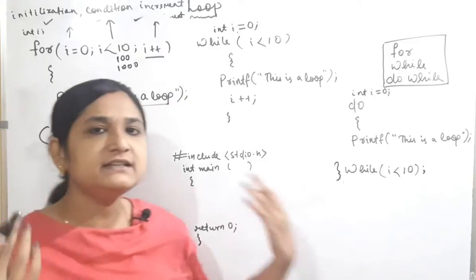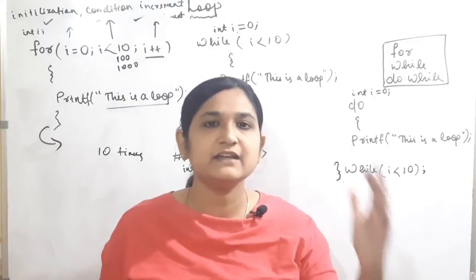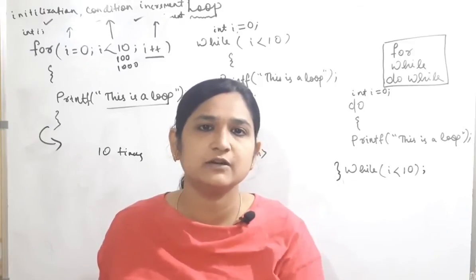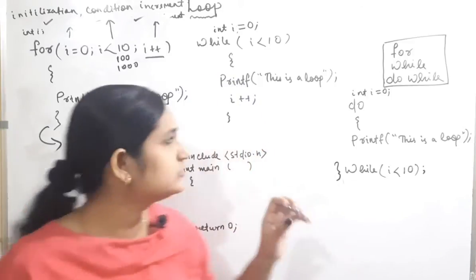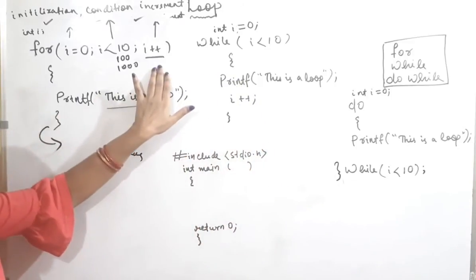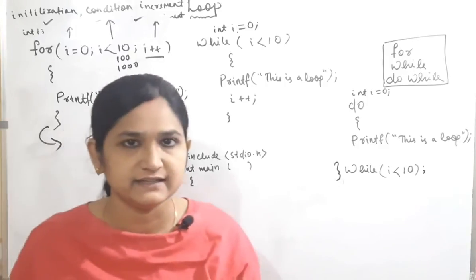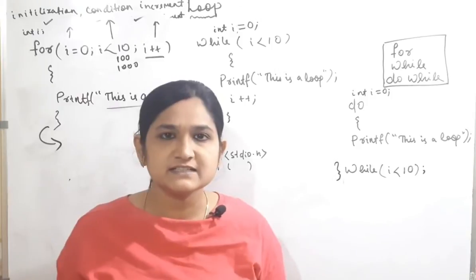Why we need the increment operator? Because I want the I to run 10 times, 100 times or 1000 times. I want that. That's why we will use the increment operator. So these are the three things: initialization, condition and increment. Okay. So this is the concept of for loop.